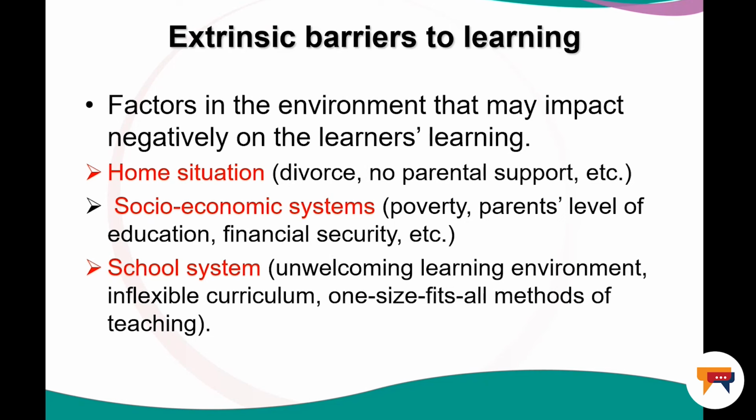We also have socioeconomic systems that are classified as extrinsic barriers to learning. This includes poverty-stricken learners in our classrooms, parents' level of education, financial security, and so forth. And the school system itself can also be an extrinsic barrier to learning. For example, the school has an unwelcoming learning environment, or the school setup does not accommodate learner diversity. Those that use wheelchairs are not accommodated in the school system. The curriculum itself, if it is inflexible, doesn't accommodate diverse learners.